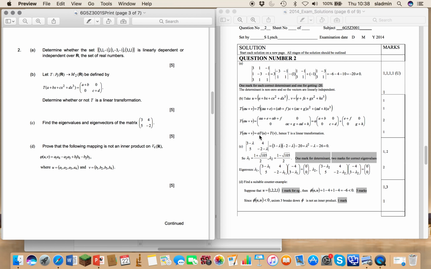For part D, we need to find a counterexample, so we just need to show that one of the axioms for an inner product fails. Now, if you take the vector u equal to 1, 2, 2, 1, then by applying this mapping, phi of u with itself gives us a negative answer. You'll see that axiom 3 breaks down. Phi of u with u should always be greater than or equal to 0. In this case, it's negative. So axiom 3 breaks down, and therefore phi is not an inner product.